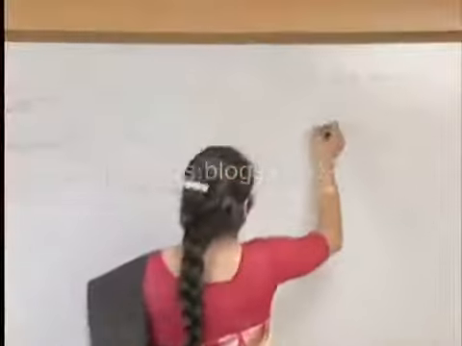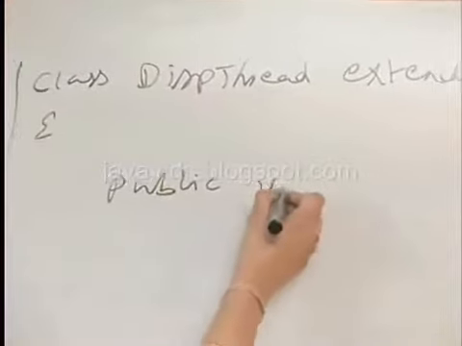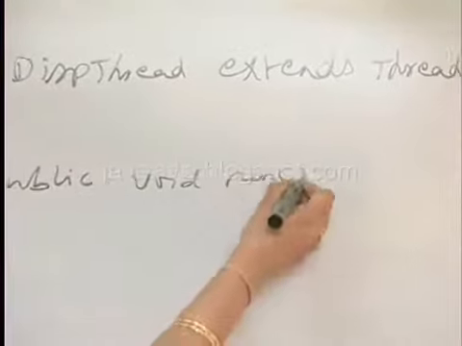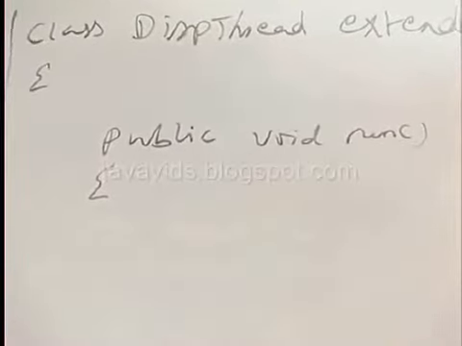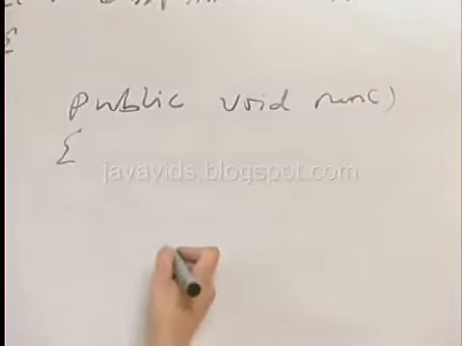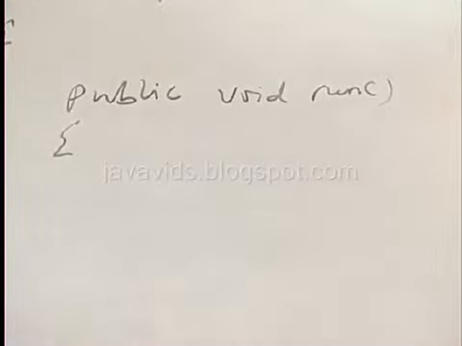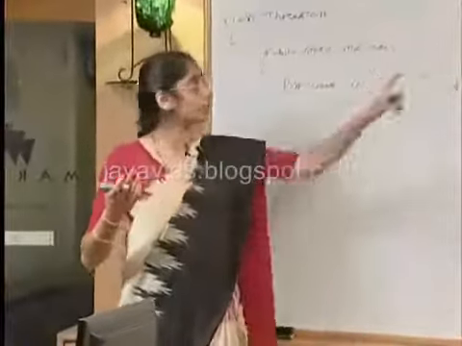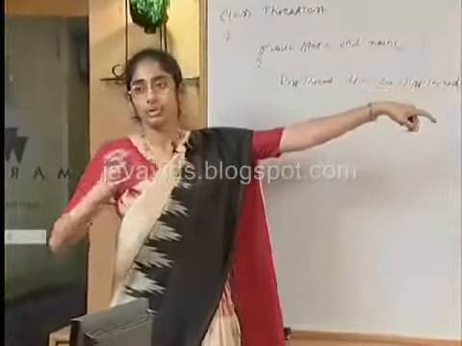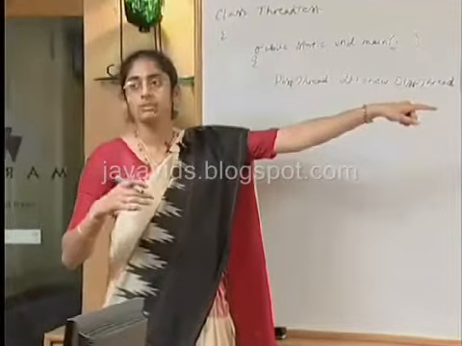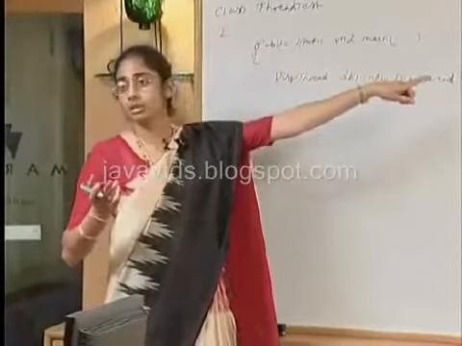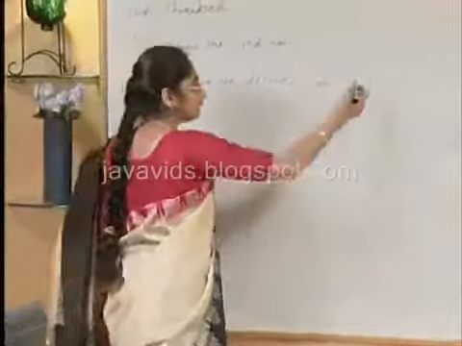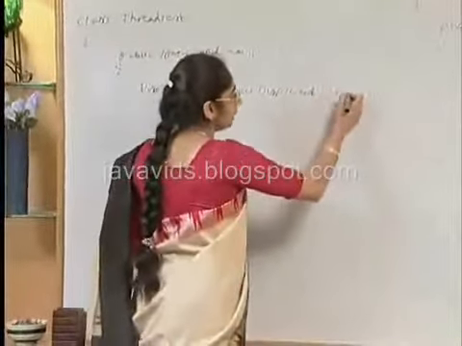The next step says override the run method. So public void run. In this run method, all we want to do is display hello, whatever the message. Now where is the message coming from? Remember, both the threads are going to execute the same run method. So if you want to have two different messages, we need to pass the message to DispThread somehow, and that is through a constructor. Let's say hello will be displayed by DispThread dt1.